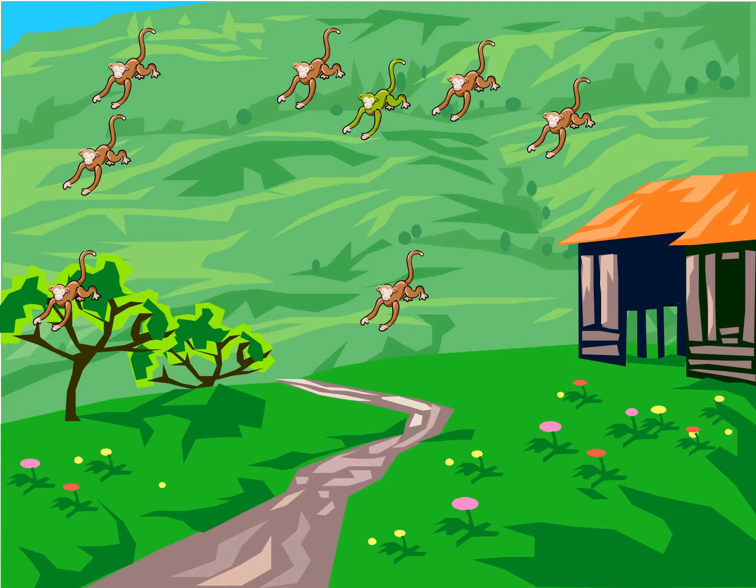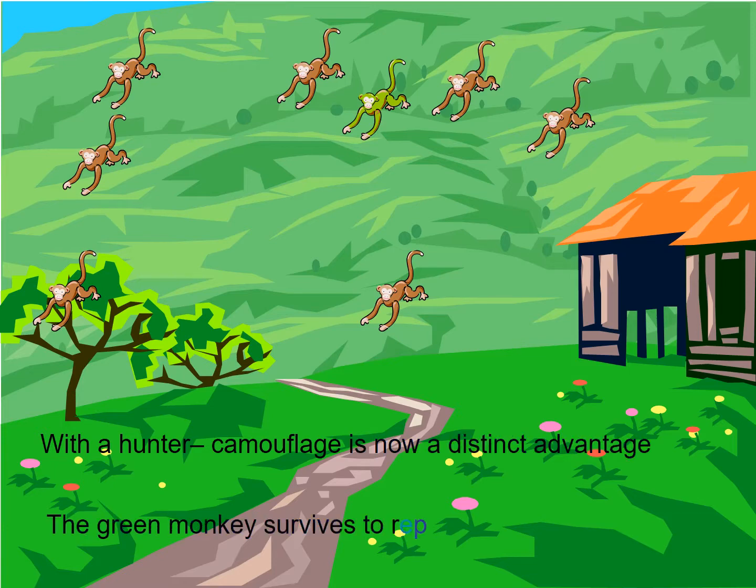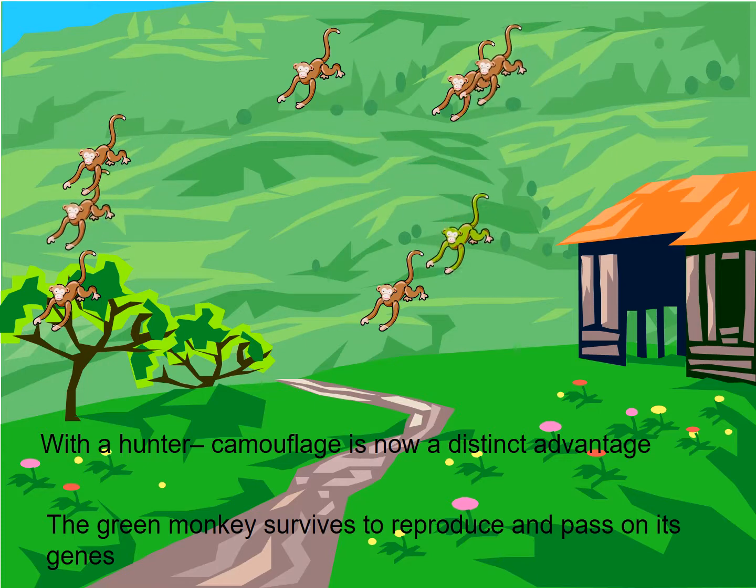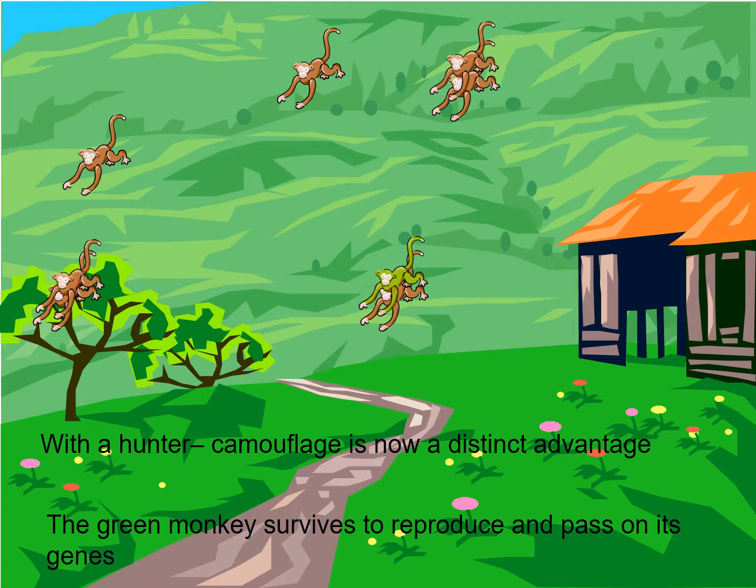Right, so some of the brown monkeys have been killed simply because they haven't got the advantageous characteristic of being green, and the green monkey in this case has survived. And now, because there's less competition for it, it may well be able to survive, feed itself, and most importantly, because it survived, it can now reproduce. And reproduction is really, really important because it means it's going to pass on its genes. Now, if it passes on the gene for green fur, some of the offspring may well also inherit that advantageous characteristic.